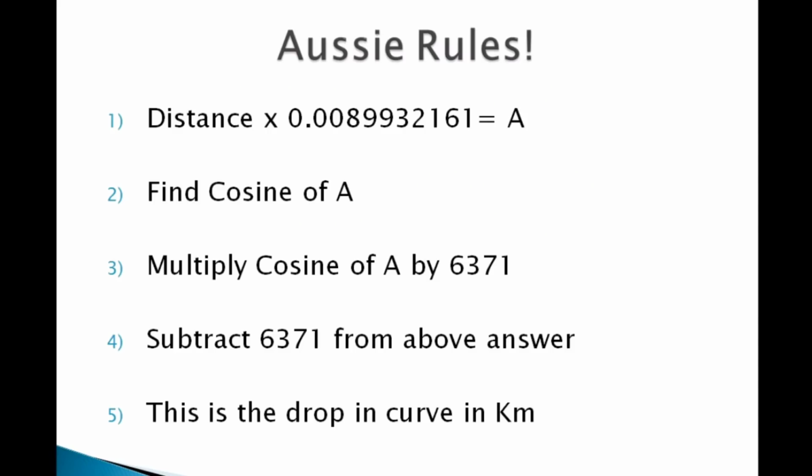Obviously, a member of Iron Rail Media is Rob, and I set up a set of rules there which I'll probably go into later on, which is just basically how to do it on the calculator. And it's quite a simple procedure. You take the distance, you multiply it by that factor, you press the cosine button, you multiply that by 6371, and then you subtract 6371, and that will give you the drop in kilometers. So if you're using small numbers, multiply it by 1,000, and you've got it in meters, and obviously another 100 if you want it in centimeters.